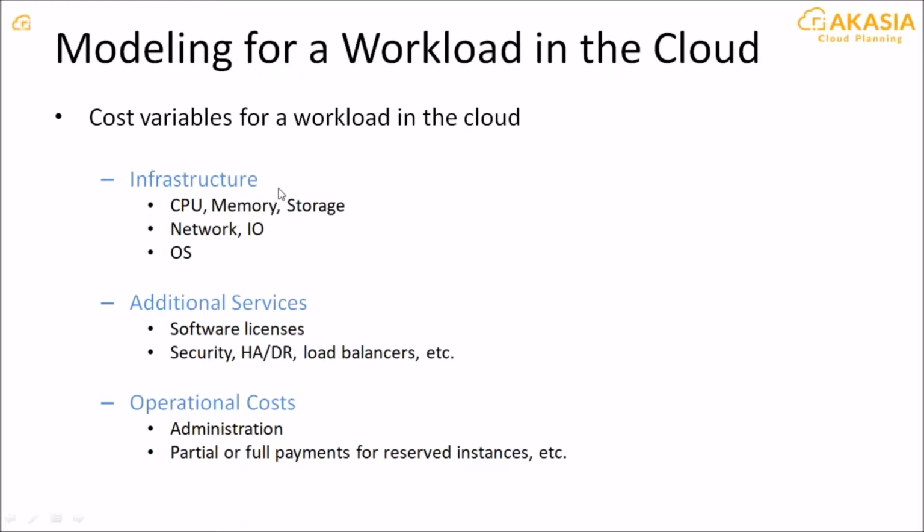They are infrastructure, and infrastructure includes CPU, memory, storage, network, I/O, and the OS version. And then you add additional services. The additional services you might add would be software licenses, depending on the application you're running on that infrastructure. It could be the supporting licenses such as security, high availability or disaster recovery, load balancers, et cetera. And then you will add operational costs such as for administration or for partial or full payments for reserved instances, et cetera. So we will go through all of these to look at what are the ways to optimize for a workload in the cloud.